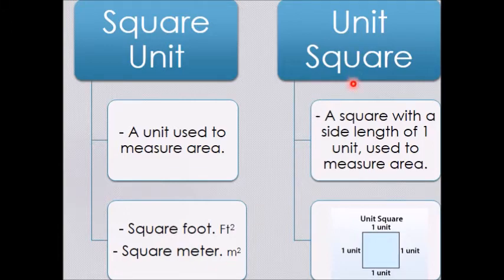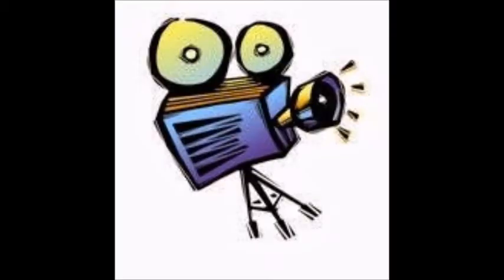A unit square is a square with a side length of 1 unit used to measure area. Look at this square. Each side has a length of 1 unit. It could be any unit, 1 meter, 1 centimeter, or 1 foot. How is finding the area of a figure different from finding the perimeter of a figure? Let's find out watching this video.